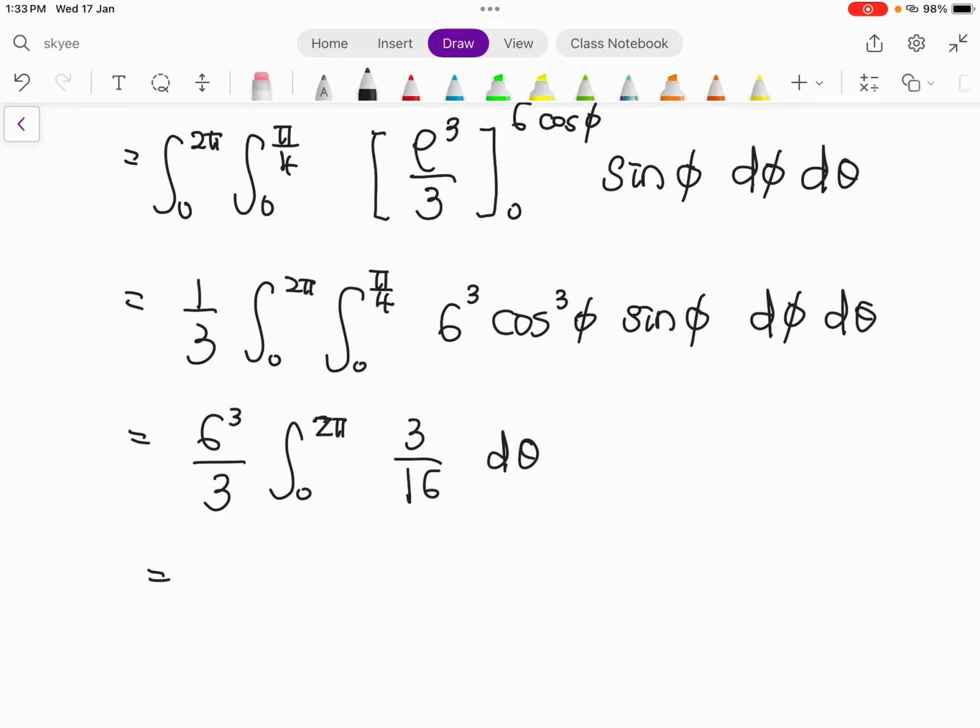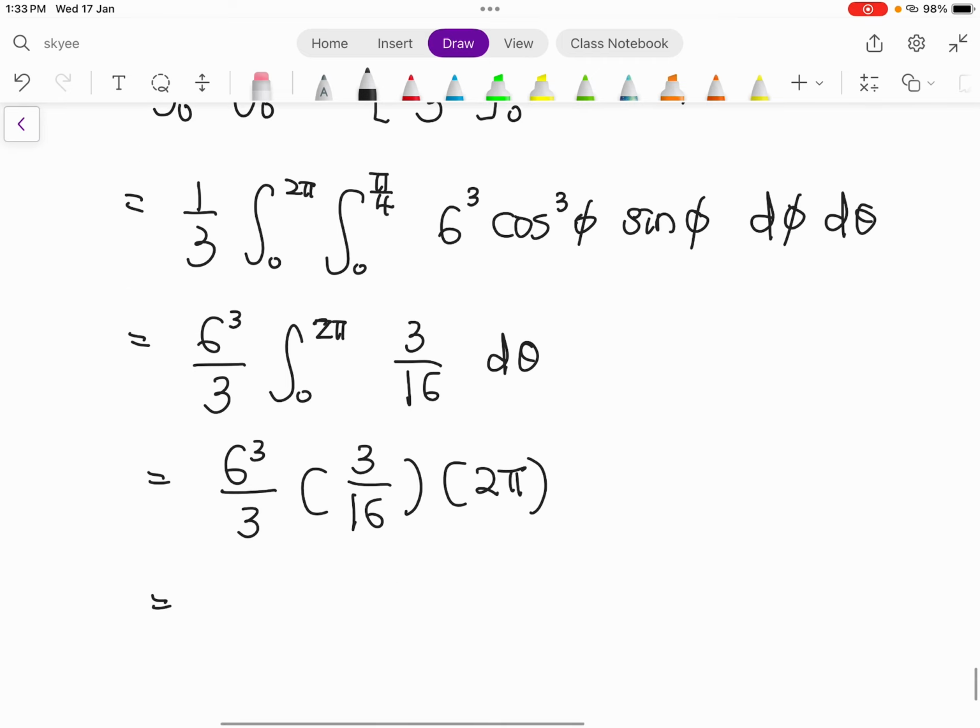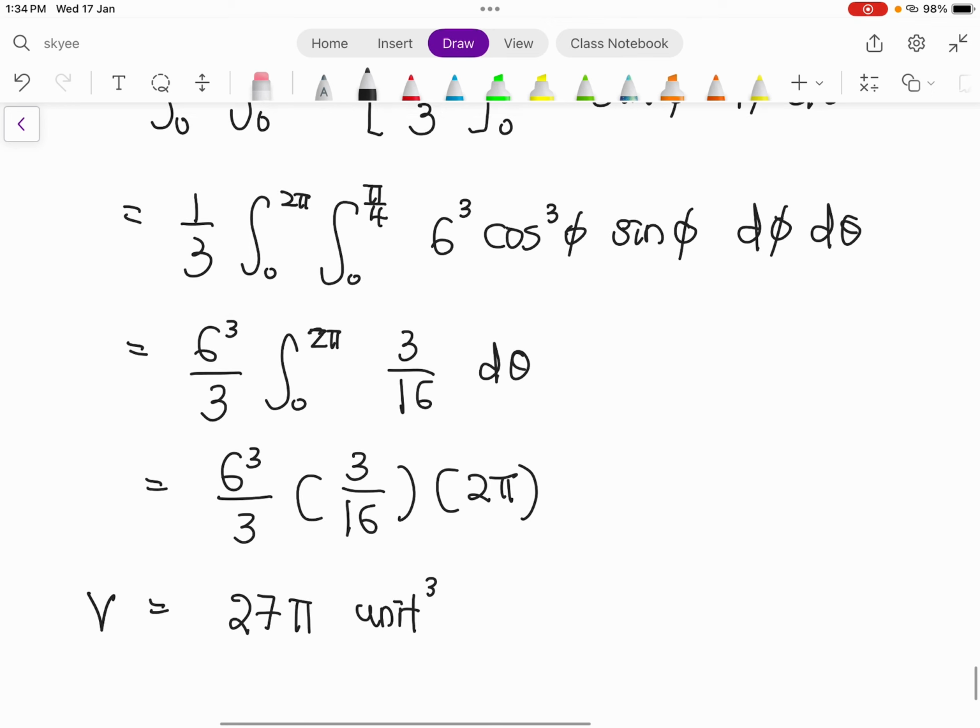Now you just put them together: 6 cubed over 3, then 3 over 16, then 2 pi. Let's see what the answer is. You get 27 pi. You can put the unit cubed. So this is the volume of this solid. Alright, thank you, class.